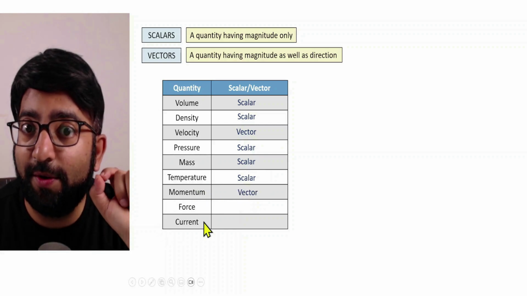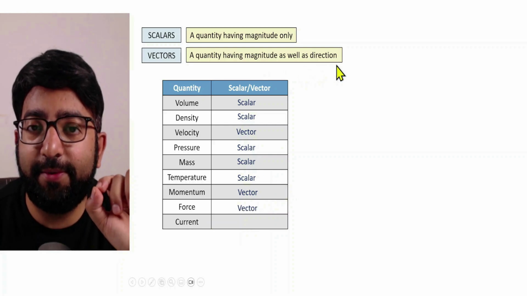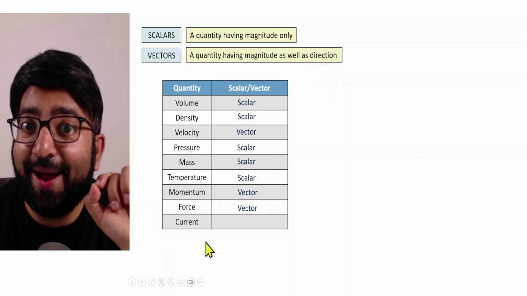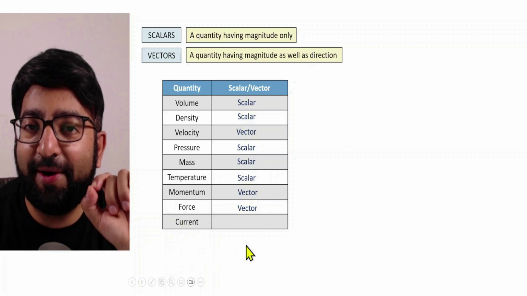Next up, we have force. Force definitely is a vector quantity as it has magnitude as well as direction. And finally, we consider current. That is the trickiest parameter to handle. Is this a scalar quantity or a vector quantity?